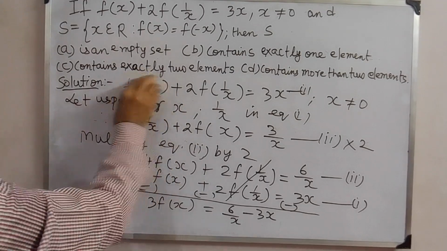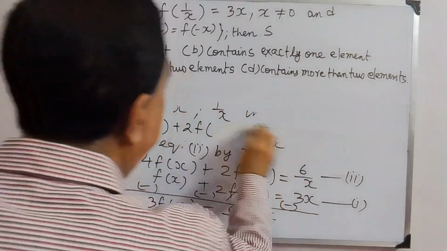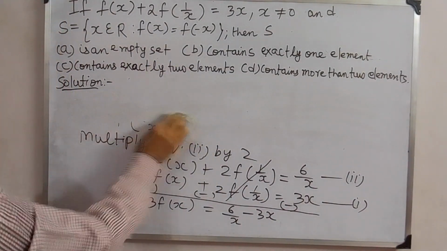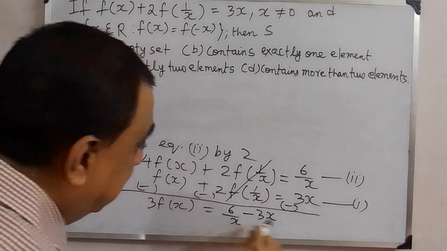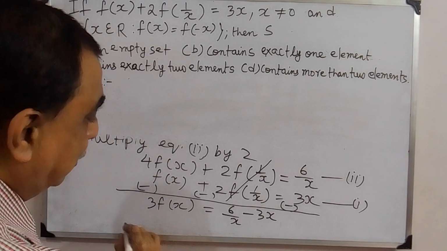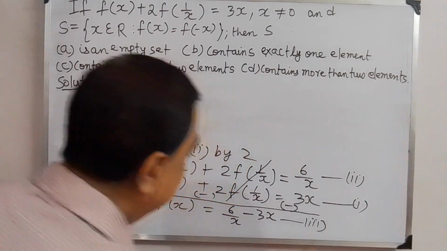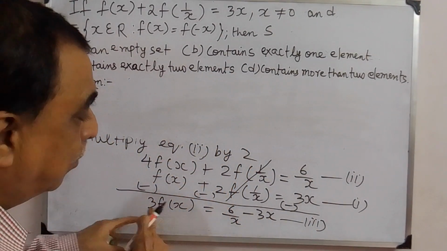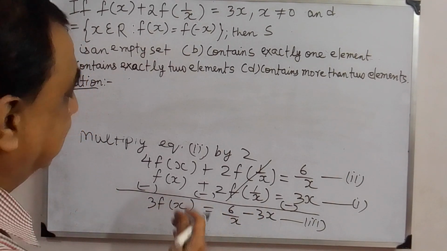Now see what we have. Let this equation be the third equation. 3 is common in each term, so dividing throughout by 3, simplify it.